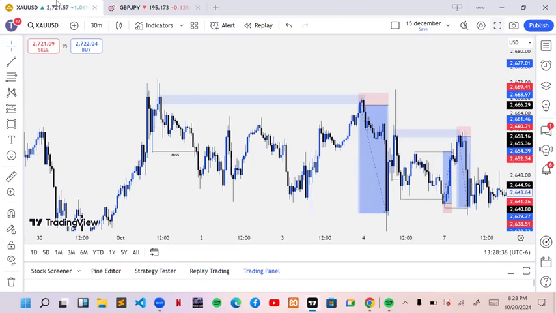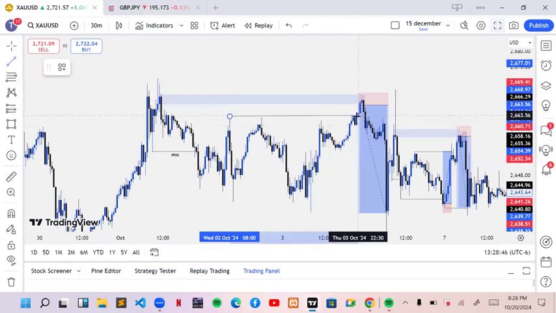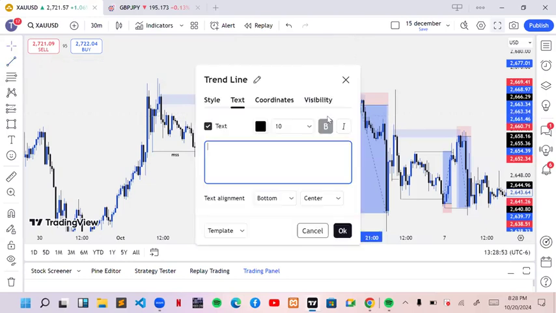And the second rule says it has to have liquidity or inducement protecting it. Now, like I said, the inducement is the first valid pullback that the market makes after a shift of market structure or a break of structure. So where is our liquidity? Our liquidity is right here because it's the pullback that the market makes after a shift of market structure or a break of structure. So this is our inducement.